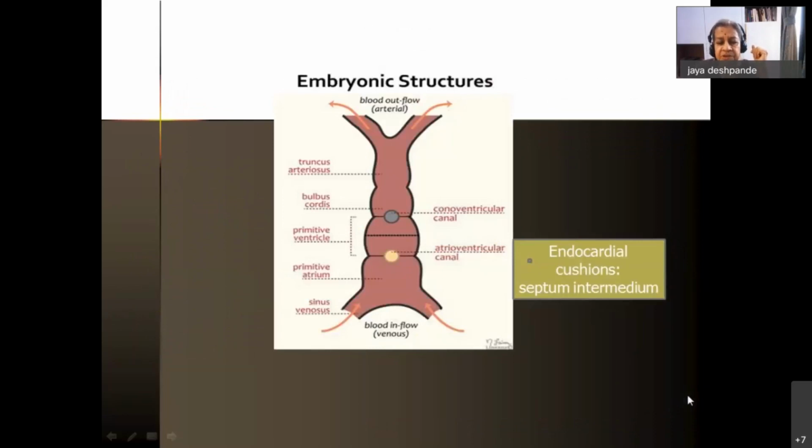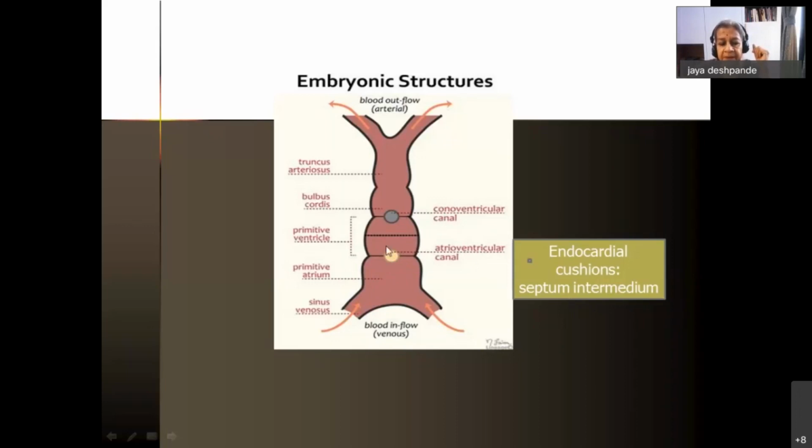So let us recapitulate a little bit of the embryology. Now, to begin with, as you know, the heart is a straight tube, as we saw last time. So this is the sinus portion. The venous contributions come into this chamber, which is the venous sinus. Then we have the primitive atrium, the primitive ventricles. Between the primitive atrium and ventricles, we have the atrioventricular canal, and it has endocardial cushions. The anterior and posterior fuse together and form the septum intermedium.